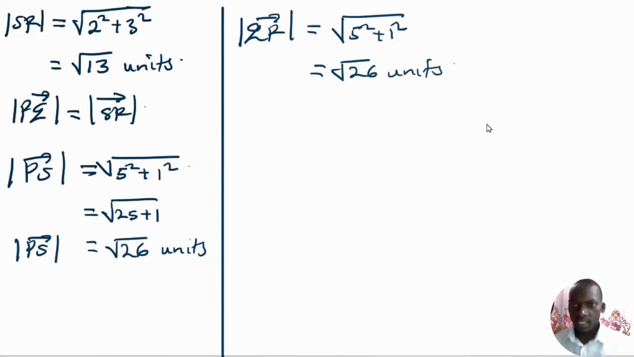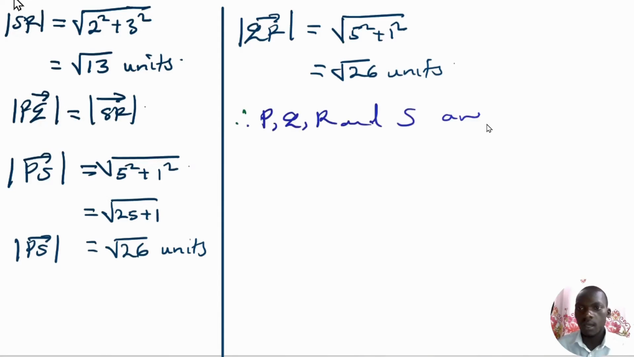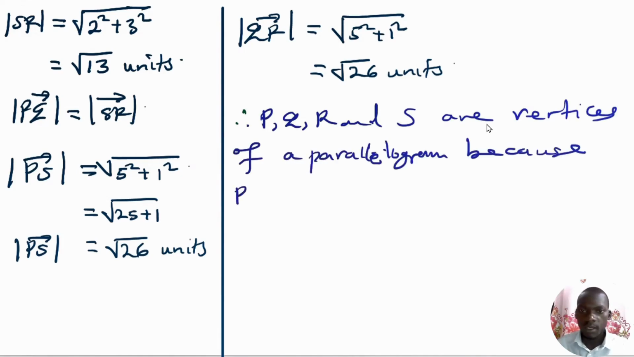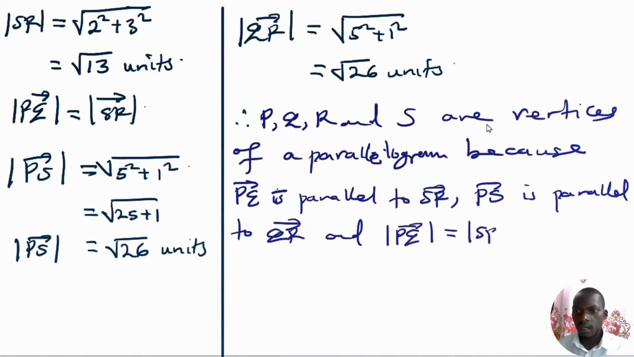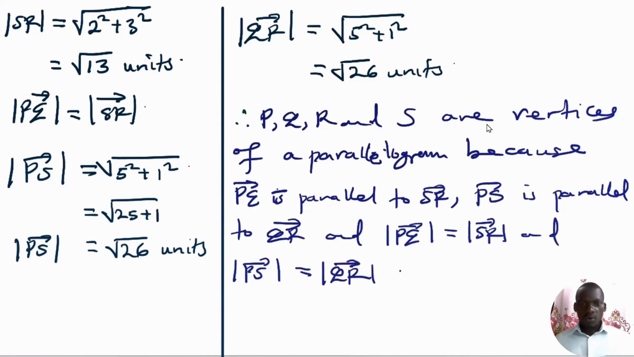So we can deduce that points P, Q, R, and S are vertices of a parallelogram, because vector PQ is parallel to vector SR. Also, vector PS is parallel to vector QR, and the magnitude of vector PQ equals the magnitude of vector SR, and the magnitude of vector PS equals the magnitude of vector QR, as we have seen. So that is how we could conclude.